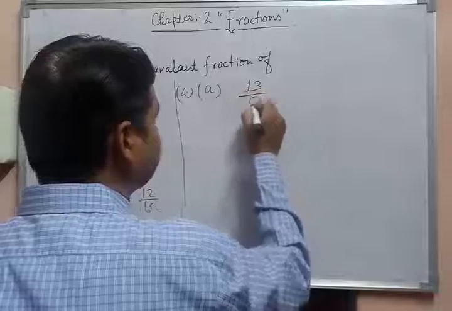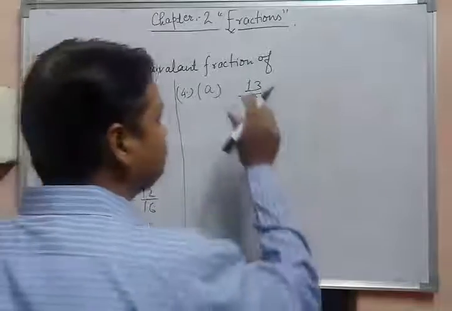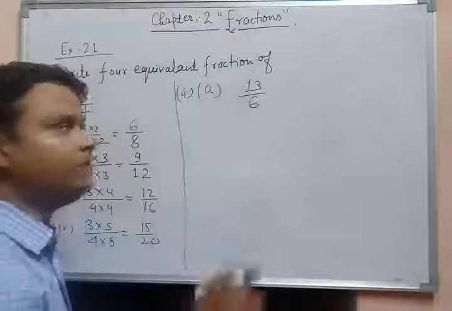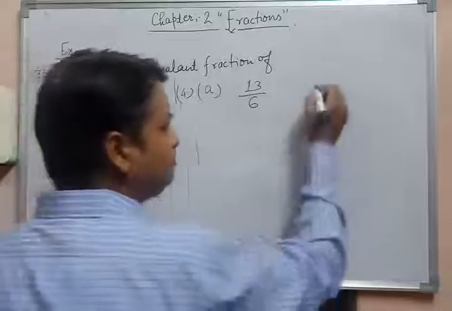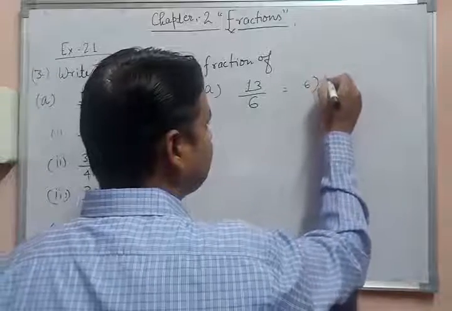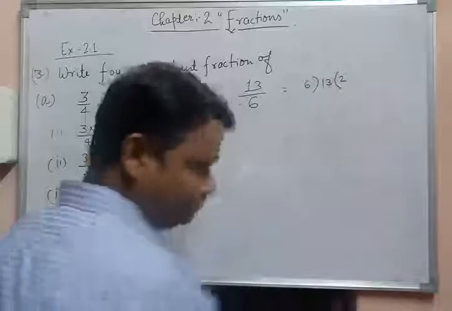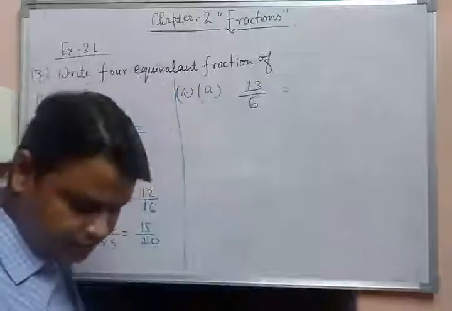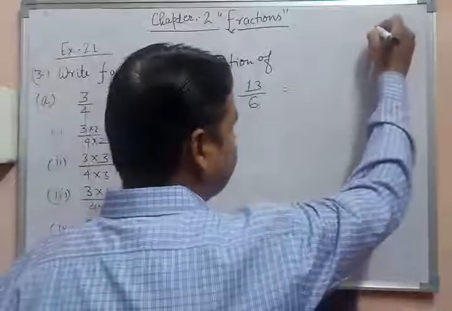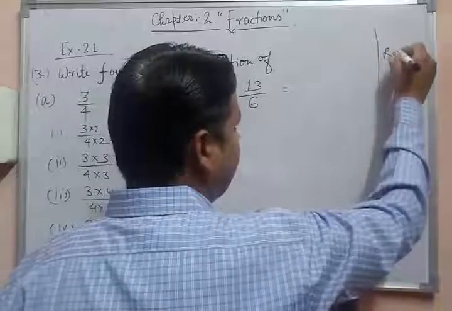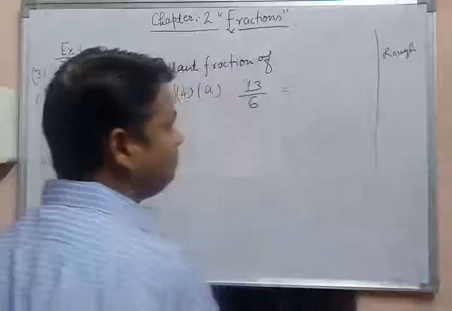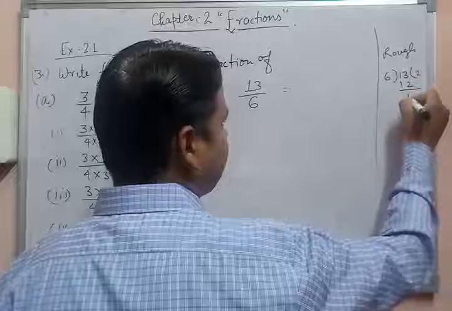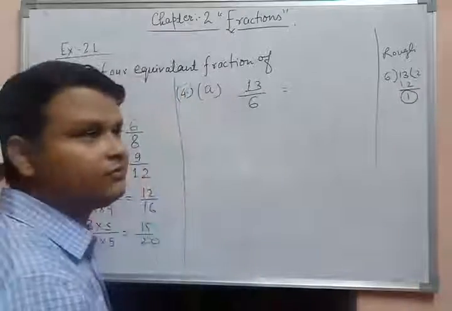First one is 13/6. To change this improper fraction into a mixed fraction, you have to divide 13 by 6 this way. This is your rough part, so no need to write this rough part in your copy. You have to write in rough copy: 6 twos are 12, and you will get the remainder 1.